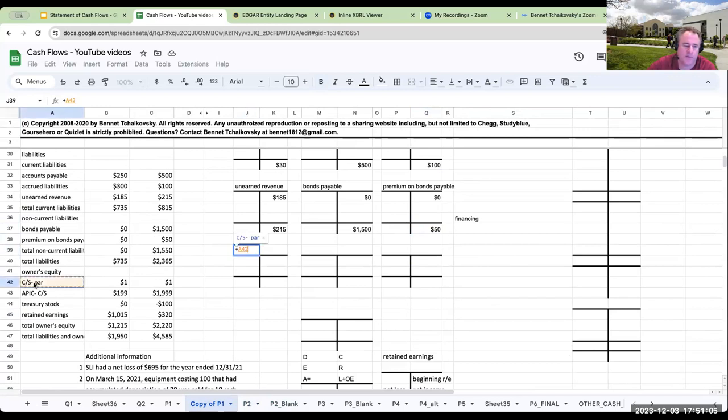So now we're going to get to common stock at par. Credit 1, ending credit of 1, additional paid in capital, common stock, opening of 199, ending of 1,999. Now, here's a fun one. Treasury stock.